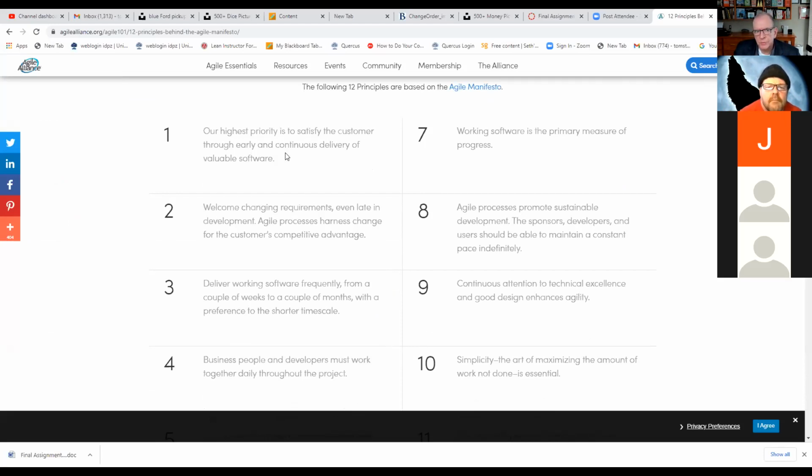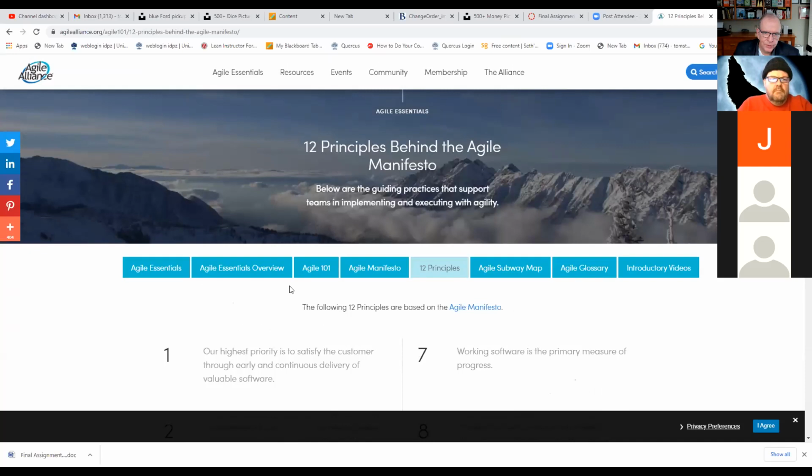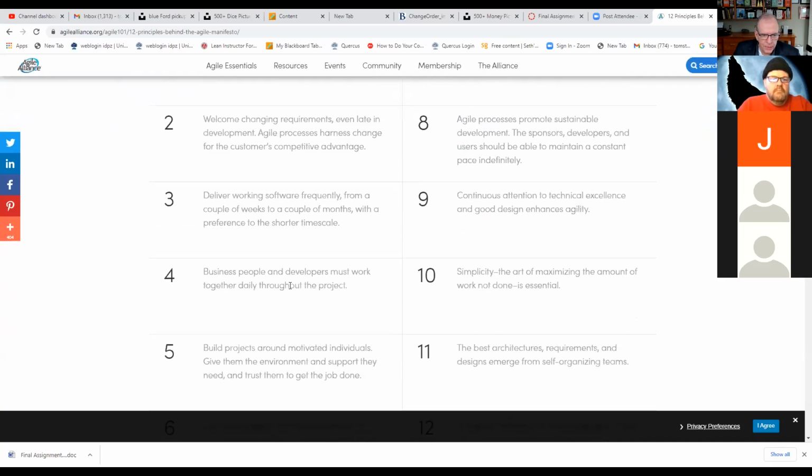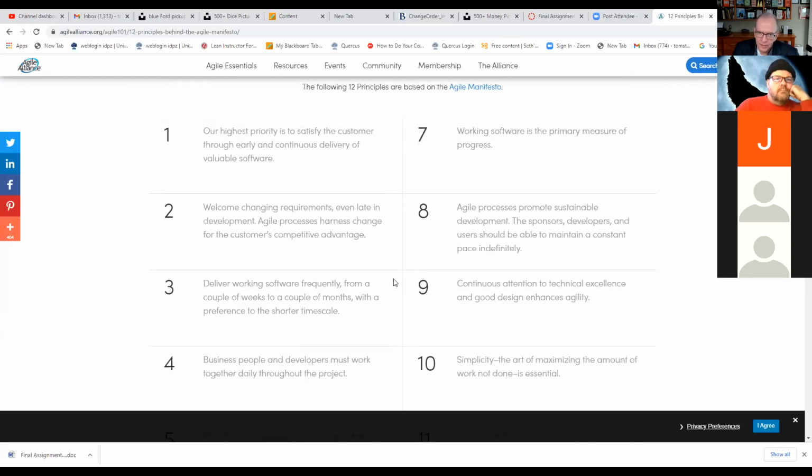To satisfy the customer through early and continuous delivery of valuable software, welcome changing requirements even late in development. Well, that's a change, right? Harness change for the customer's competitive advantage. My problem is I just pulled this up, it's more of a software version. If you go with PMP, they've got a more generic sort of definition. Business people and developers must work together daily throughout the project. Well, that's the collaboration part. Build projects around motivated individuals, give them the environment and support they need and trust to get the job done. That's the engagement aspect. So that ties to lean in a lot of ways.